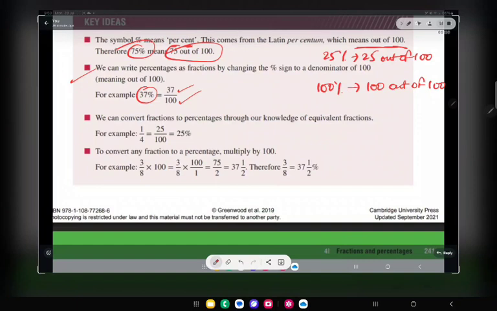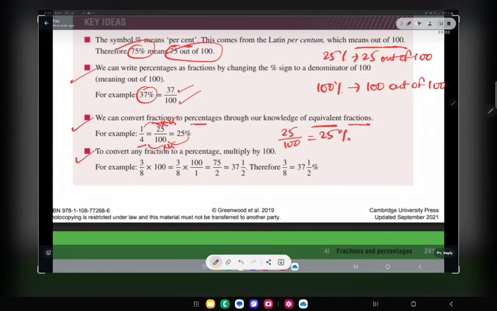Not a big deal. Now we can convert fractions to percent. If we are given the fraction 1 over 4, I can write its equivalent fraction if I multiply it by 25. You know the concept of equivalent fractions, so 1 out of 4 is the same piece as 25 out of 100, and 25 out of 100 is nothing but 25%, because percent means out of 100.